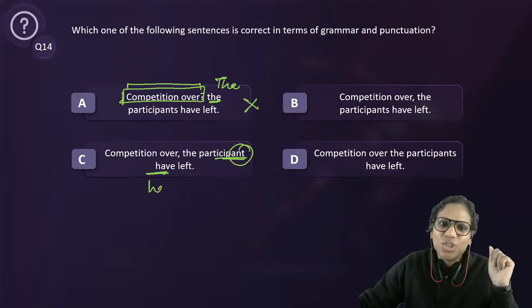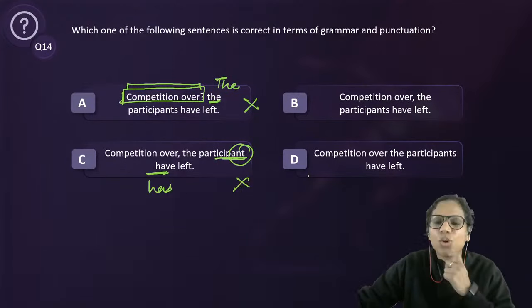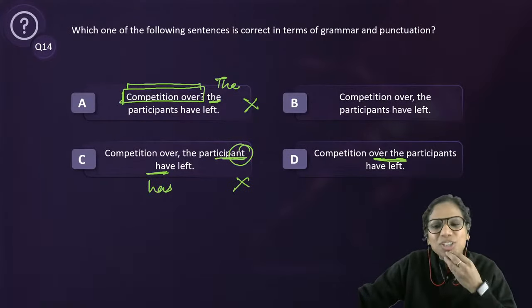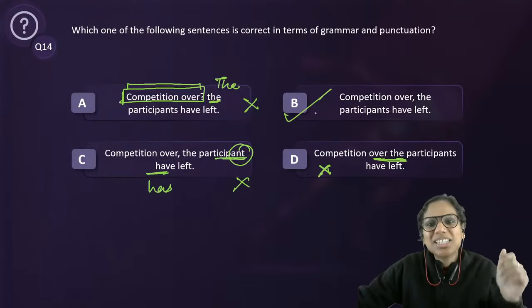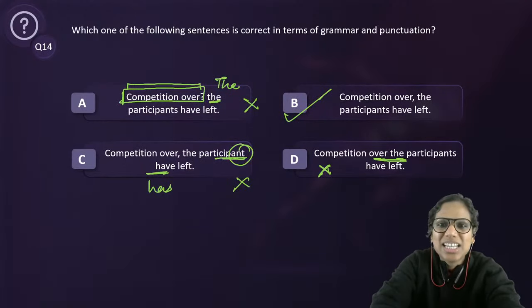Now, competition over, the participant won. In that case, it should be has. This cannot be the answer. There is no punctuation at all. Competition over the participants. Competition was happening over the participants. No. B is the only possible, only correct answer. Okay? So B is the answer here.